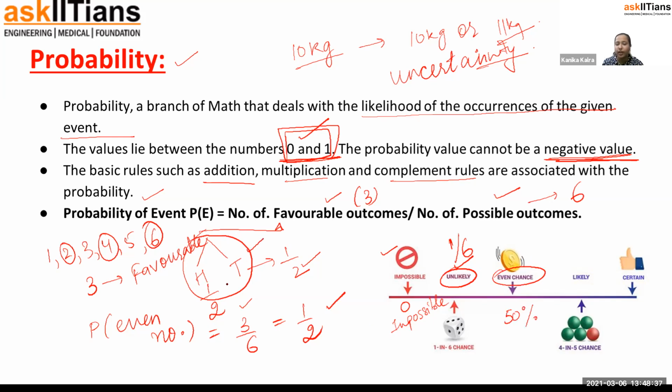Next comes even chance, when both of them have a 50-50 chance. Like in case of a coin, either you get a head or a tail. Both of them have a 50-50 chance. So this is known as even chance.